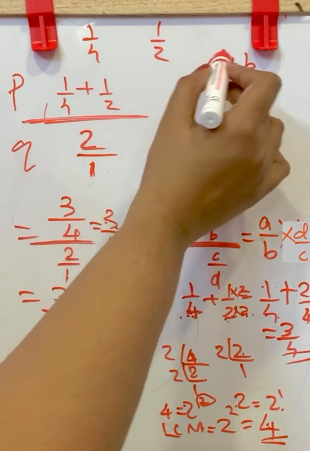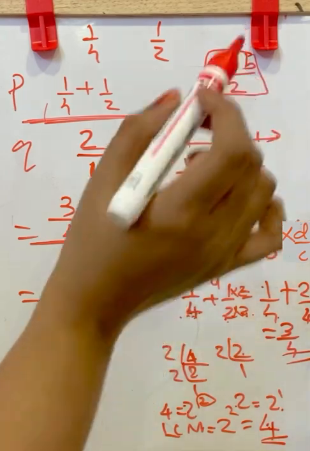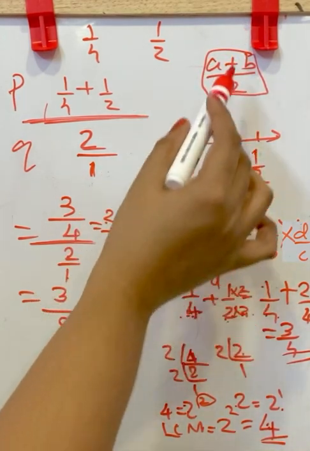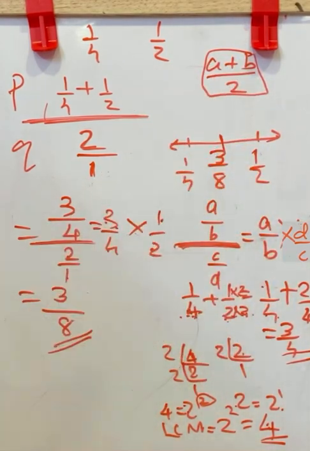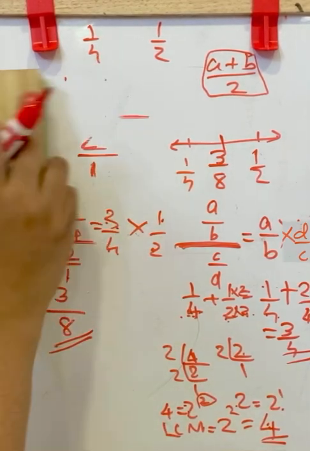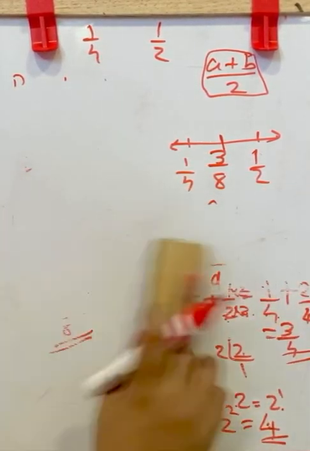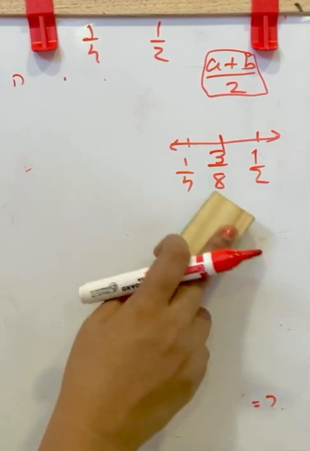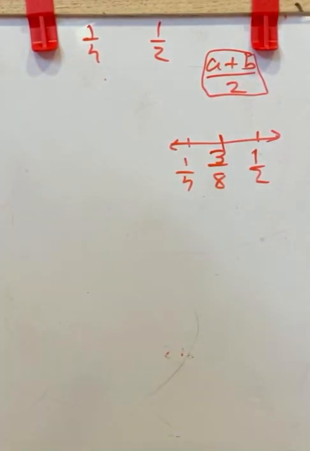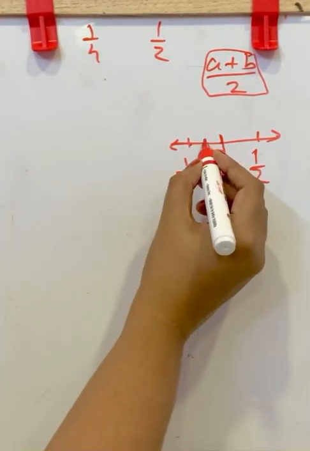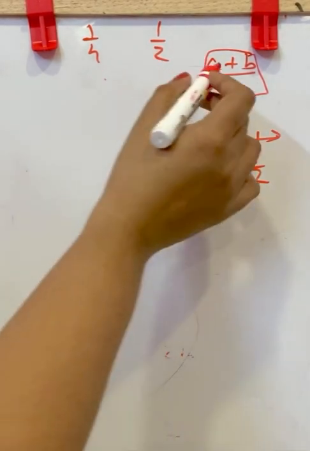So this was, we used (A plus B) by 2. This is A and this is B, by 2. We will get the middle point. Now 3 by 8 is its middle point. Now if we are finding a value between these two numbers, how will you find using this method?